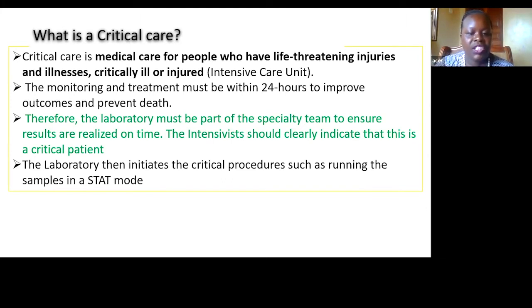So the laboratory initiates the critical procedure, such as running the samples in a stat mode. Our intensivists should know that these machines are also programmed, because usually the work we do in the lab is more of using machines. So our machines are also programmed to have what we call stat mode. In stat mode, for all emergencies, as long as you click stat mode, the machine will leave all the other routine samples to cater for the critical sample that has come in, as long as the request form has been fully labeled that this is a critical patient.